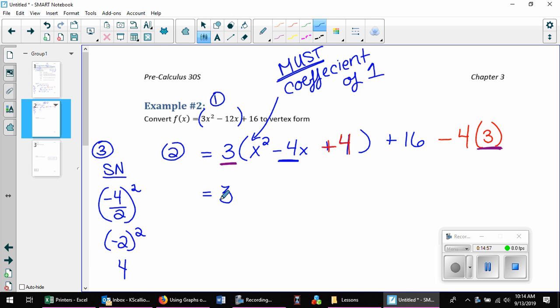Okay, so my 3 out front. I'm going to factor my trinomial. What are the factors? A positive 4 that will add up to a negative 4. Negative 2, negative 2. So can I do this? Because they're both the same, negative 2 and negative 2. Do you want me to write it out? Are you sure? You can say yeah. Okay. And now I'm going to simplify what's outside. So I have 16 minus 12 plus 4, and I am in vertex form.